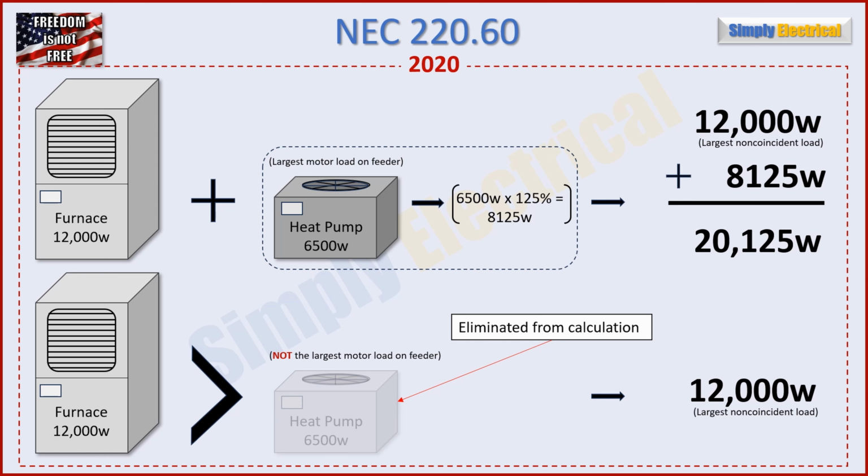That's actually sort of how we did this prior to 2020, except it didn't matter whether or not the heat pump was the largest motor on the service. It was eliminated no matter what, if it was the lesser non-coincident load. Okay, now let's look at the likely intent of the code change and what we're really supposed to do with it.